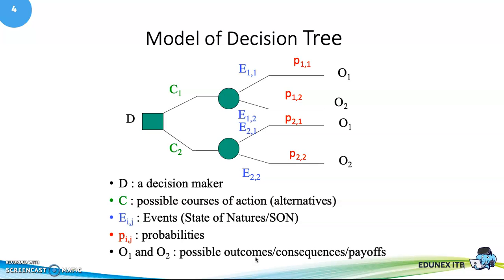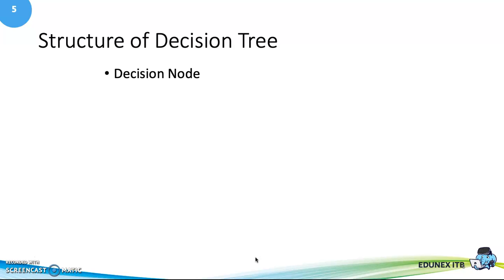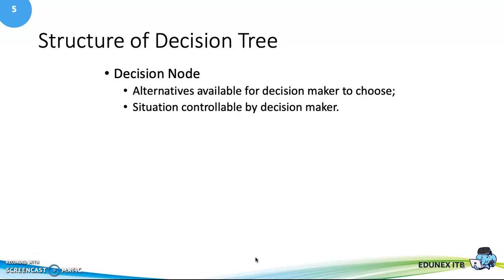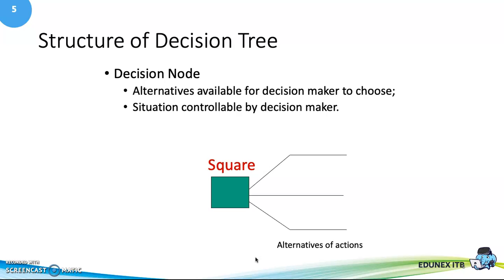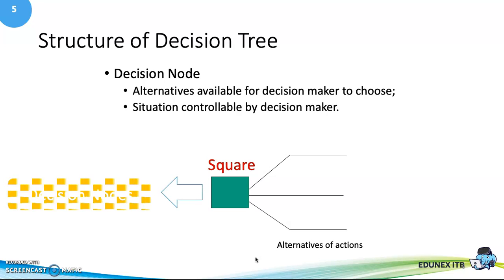If we construct the decision tree from the payoff table, it's very easy. The structure of a decision tree consists first of the decision node. The decision node is the set of alternatives available for the decision maker to choose. This situation is controllable by the decision maker. The symbol of the decision node is the square, and it has the alternatives of action. So this is what we call the decision nodes.